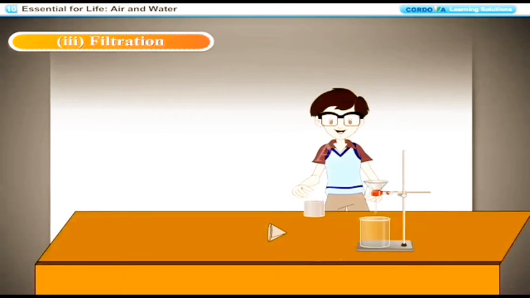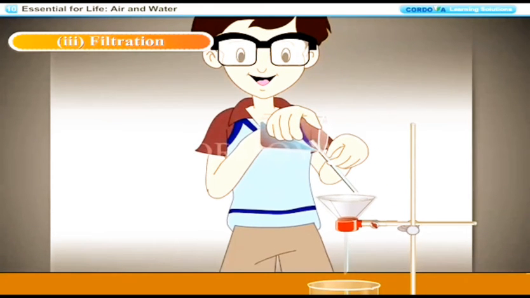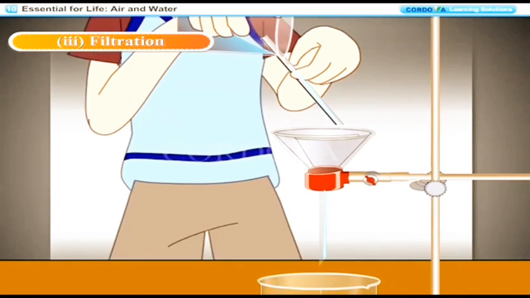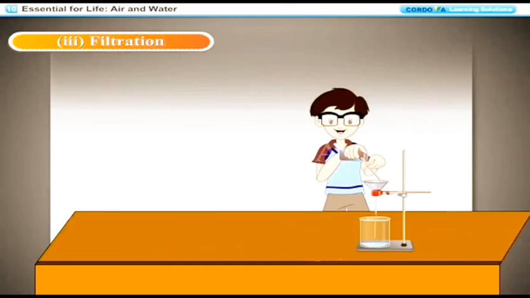Filtration. This method is used to separate water from insoluble impurities like sand by using a filter paper. Method. To filter a mixture of water and sand, we make a cone of filter paper and keep it inside a funnel. The mixture is poured into the funnel. The sand does not pass through the filter paper and remains behind on the filter paper. This is called residue. The clear water comes out of the filter paper and is collected in the flask below the funnel. This is called filtrate. This method of purifying water is called filtration.